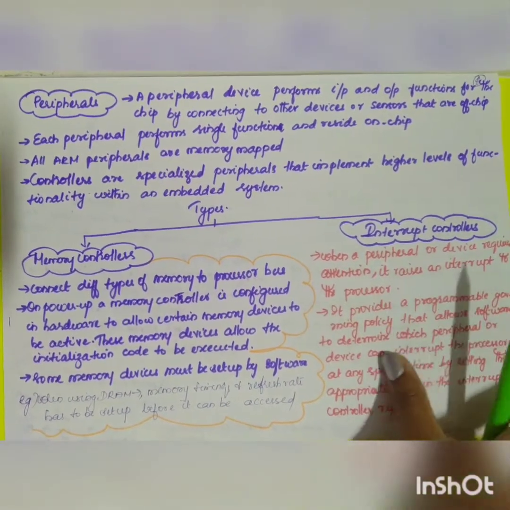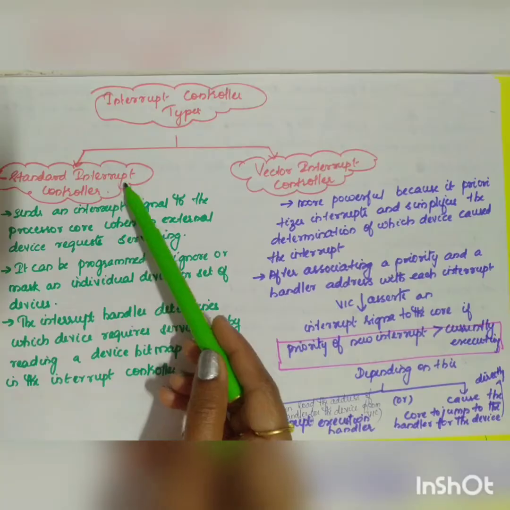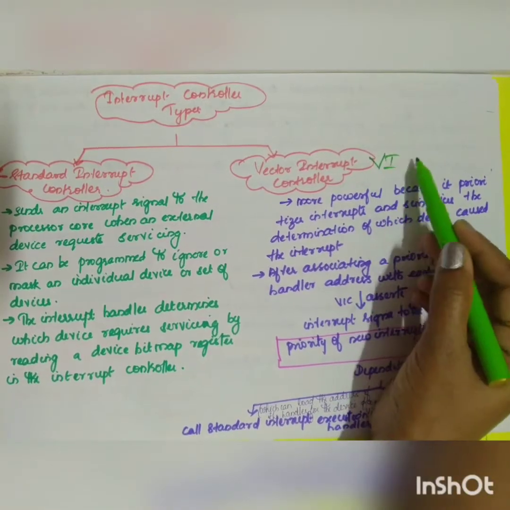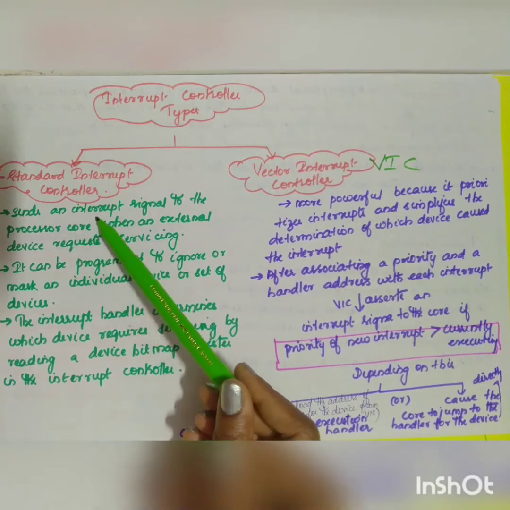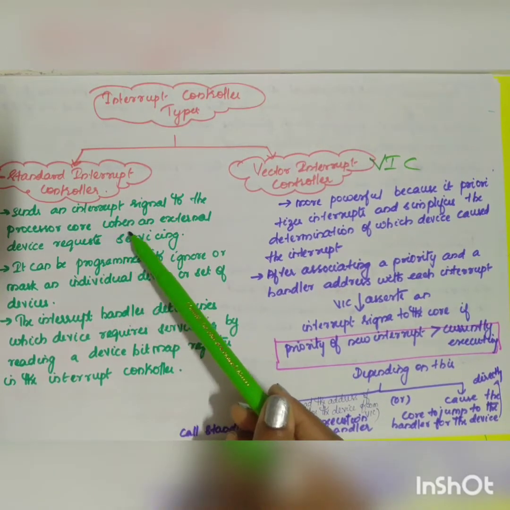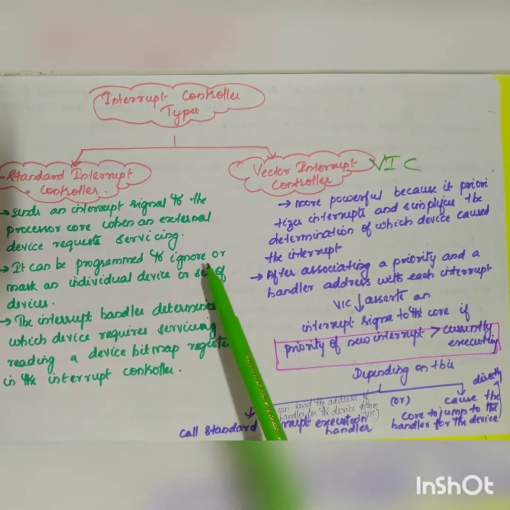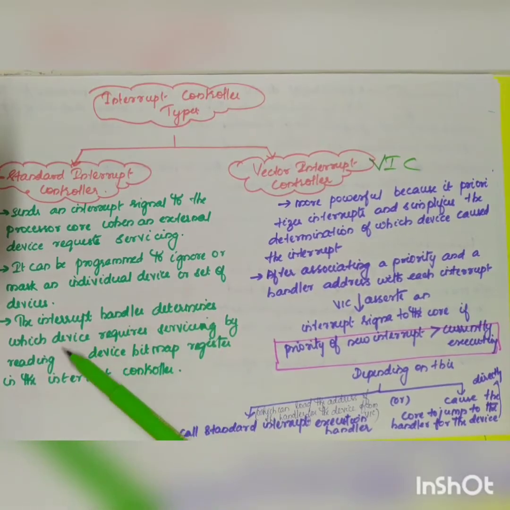There are two types of interrupt controller. The first one is called your standard interrupt controller, and the second one is called the vector interrupt controller, or VIC. The standard interrupt controller sends an interrupt signal to the processor core when an external device requests servicing. It can be programmed to ignore or mask an individual device or set of devices. The interrupt handler determines which device requires servicing by reading a device bitmap register in the interrupt controller.